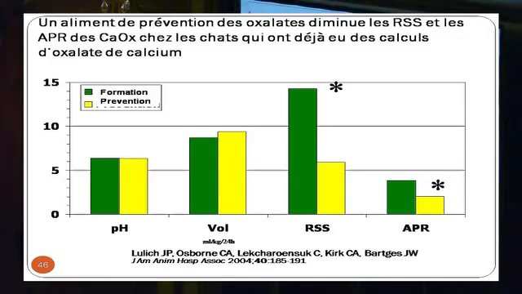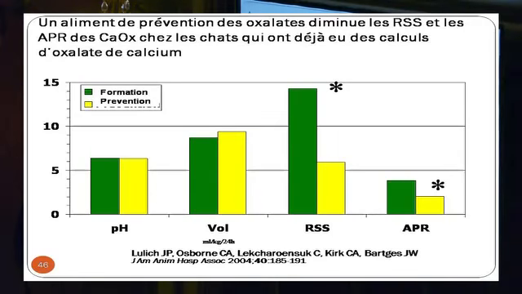There is one study that compared urine saturation in cats that had previously formed calcium oxalate stones. In this study, cats who had formed calcium oxalate stones were evaluated either when they were consuming the diet on which they formed the stones, shown in green, or on an oxalate preventative diet, shown in yellow. The relative supersaturation and the activity product ratios for calcium oxalate were statistically significantly, clinically, lower when consuming the oxalate preventative diet.